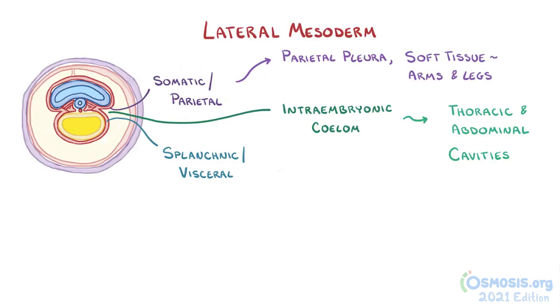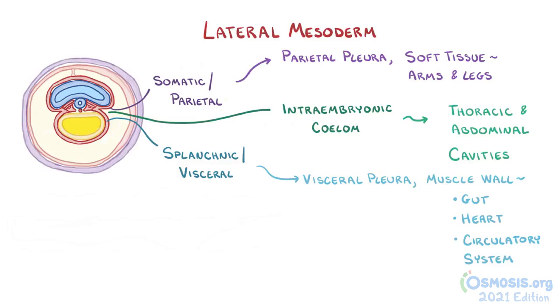The parietal mesoderm goes on to become the serous membrane that covers these 2 cavities, what we call the parietal pleura, as well as the soft tissues of the arms and legs. Meanwhile, the visceral mesoderm goes on to become the serous membrane that covers the various organs, what we call the visceral pleura, as well as giving rise to the muscular wall of the gut and the heart and circulatory system.